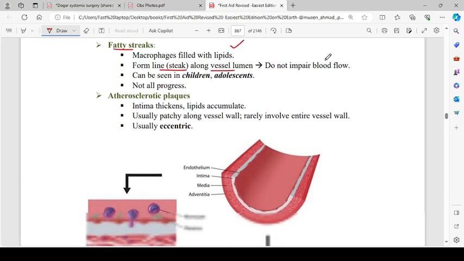They form a streak along the vessel lumen, and they do not impair the blood flow. They can be seen in children and adolescents, and they may not progress at all.